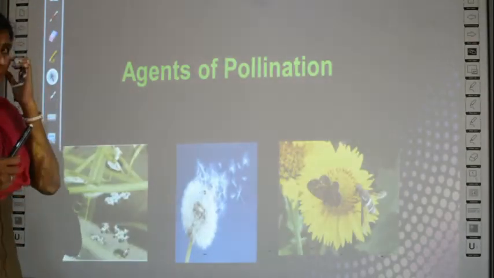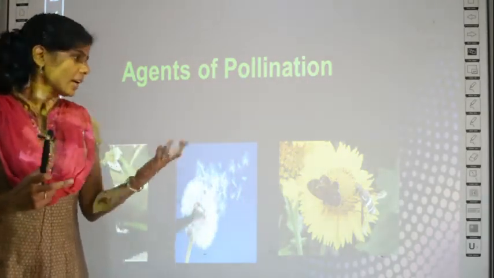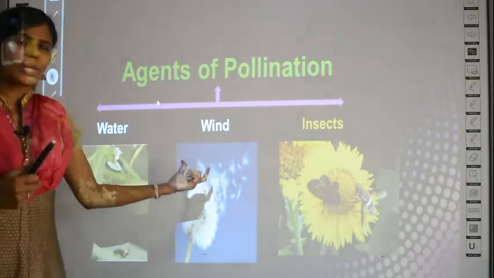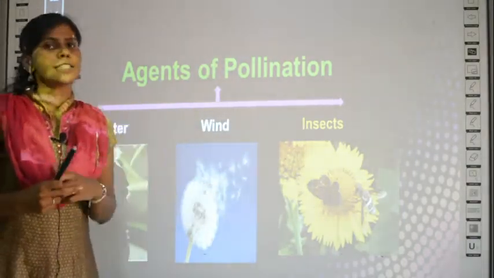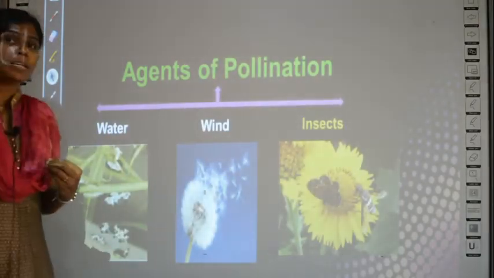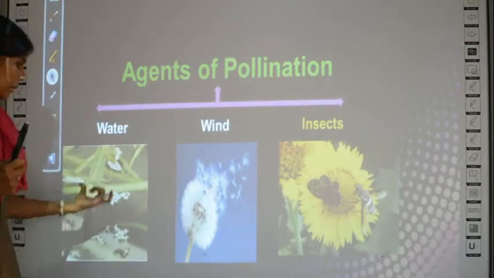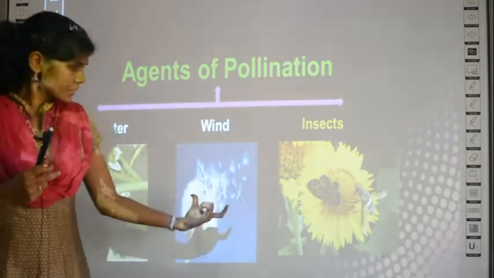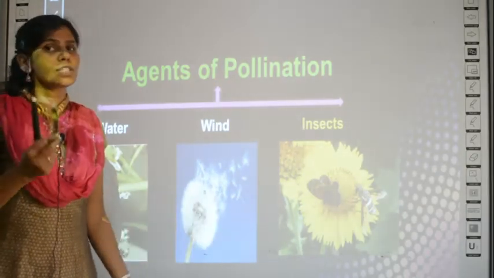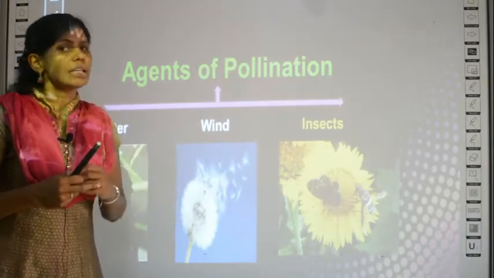The next topic is about the agents of pollination. Repeatedly I have been telling you there are 3 agents of pollination: water pollination, wind pollination and insect pollination. Water pollination is when the pollen grains are transferred to the stigma by means of water. In this case it is a transfer of pollen to the stigma with the help of wind. Here wind is the agent and here insects are the agent.